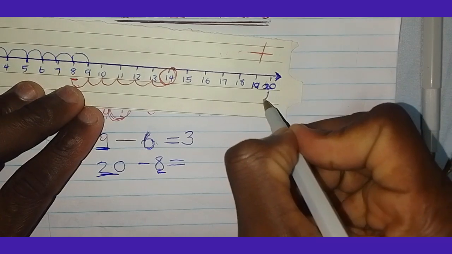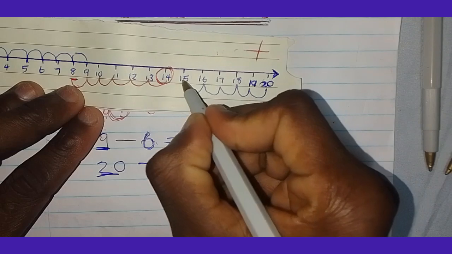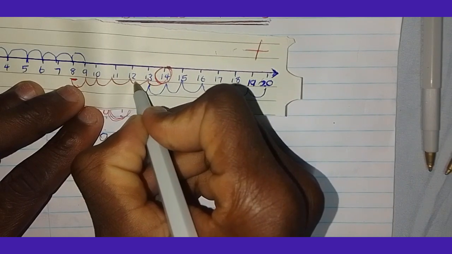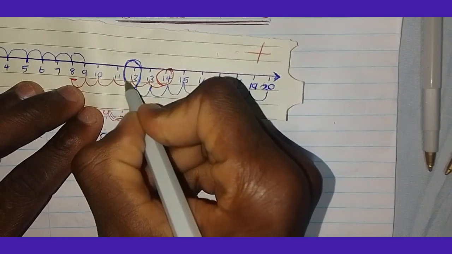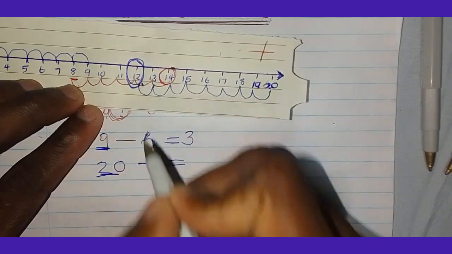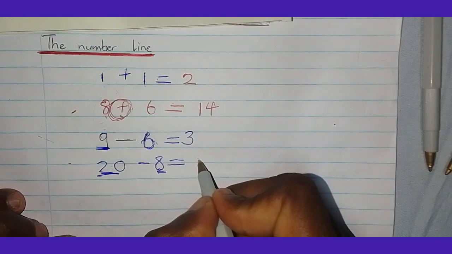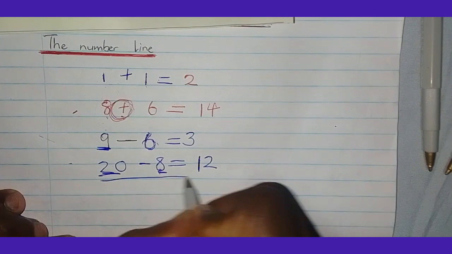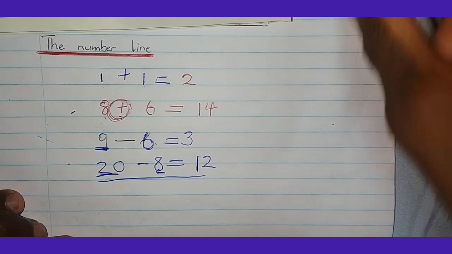Let's do that together. 1, 2, 3, 4, 5, 6, 7, 8. This is the 8th step. I'm sure you can still see this, guys. We ended at 12. So we can safely say that 20 minus 8, we get 12. Our answer is 12 using our number line. I'm sure we are still together, guys.